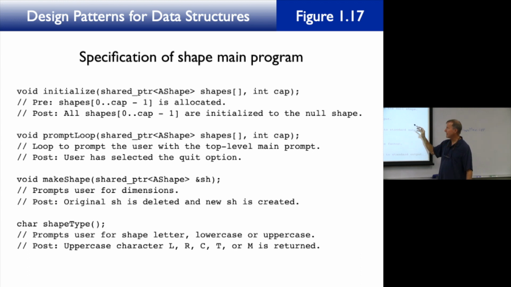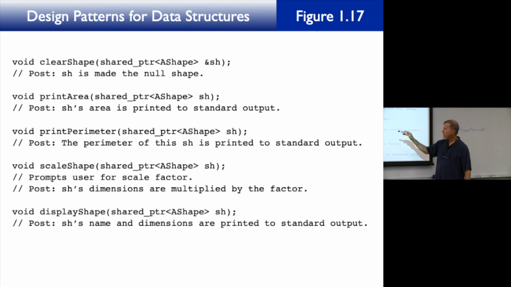Right triangle, M was mystery shape, okay? And then clear shape, again, pointer called by reference. Original SH is deleted and SH is made to the null shape. Print area, we demoed the print area. Print perimeter, we demoed the print perimeter. Scale shape, remember the scale when you guys wanted to scale it up by 200? Okay, so that was the scale shape one, and then display shape.